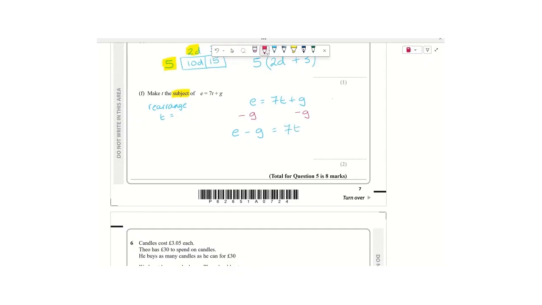If I've got 7 T's and I want to get 1 T, I have to divide by 7. So I'm going to divide both sides by 7. This side is straightforward, it gives me T. On this side, I've got E take away G all divided by 7. So my answer will be T equals E take away G, all divided by 7. So that one is hard. We'll give that one a little mark to remind us that that one was tricky.